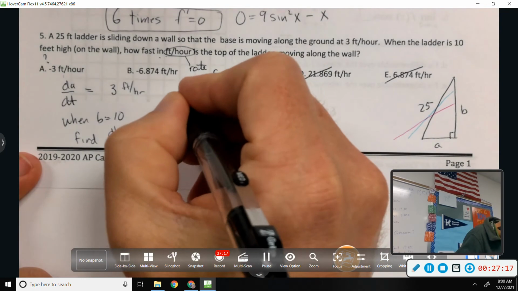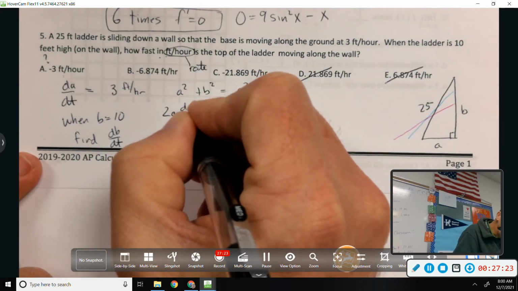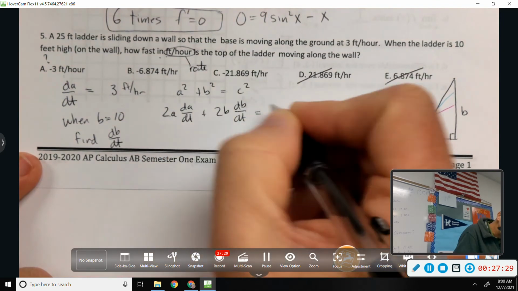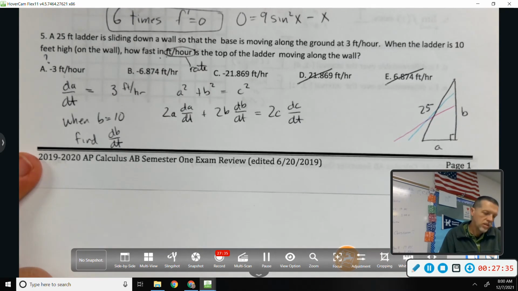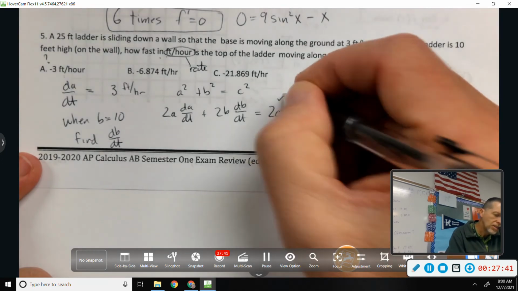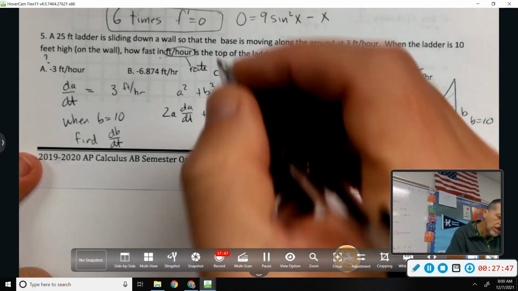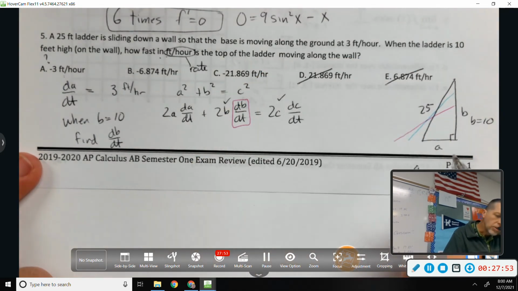A squared plus B squared equals C squared. So 2A dA/dt plus 2B dB/dt equals 2C dC/dt. We know C, a little inventory of what we know. When B is 10, so we know B, we're trying to find dB/dt. We don't know A, but we can find A, right? A squared plus B squared equals C squared, so I can find A.